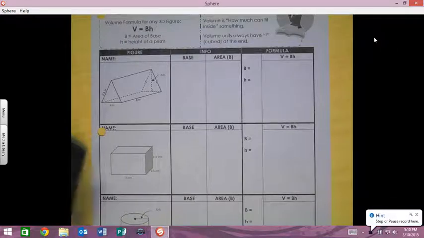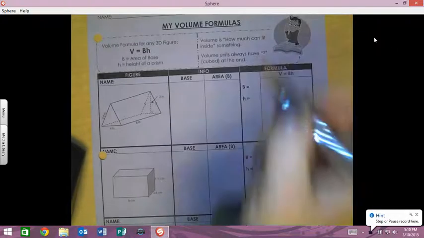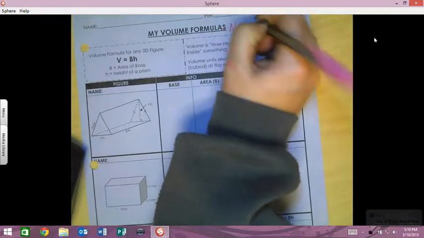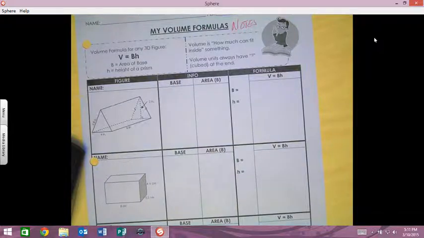Hi everybody, welcome back. This is going to be a notes page for everybody, so we're going to go through these together. This way you'll have all the formulas and you'll have some examples to refer to as you're going through and doing your assignments.